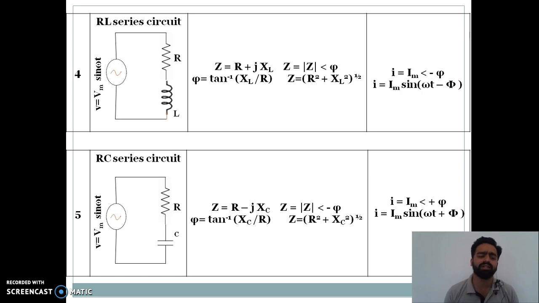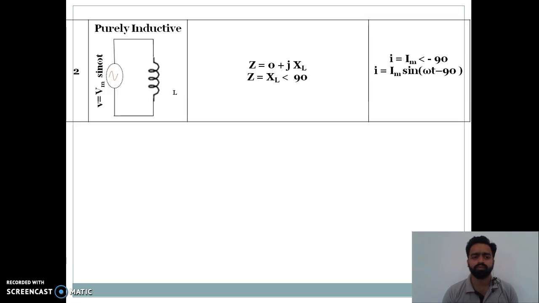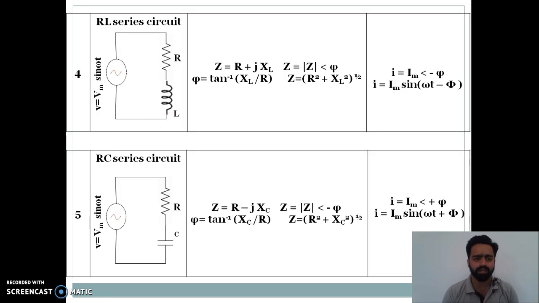For the RC series circuit, it is opposite to that of the RL circuit. For the RC series circuit, impedance will have parameters R and XC. XL will be 0. So Z is equal to R minus jXC. So impedance will have an angle of minus phi, and hence current will lead voltage by angle phi, which will be less than 90. So for an RL series circuit, current lags voltage, and for an RC series circuit, current leads voltage. So we have understood till now 5 kinds of circuit: purely resistive, purely inductive, purely capacitive, RL and RC.